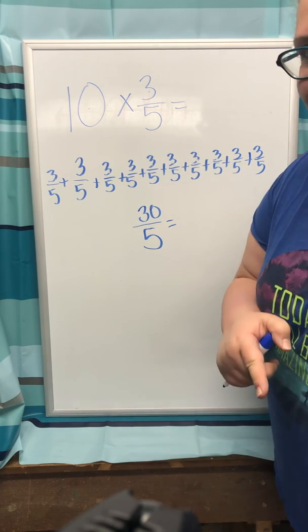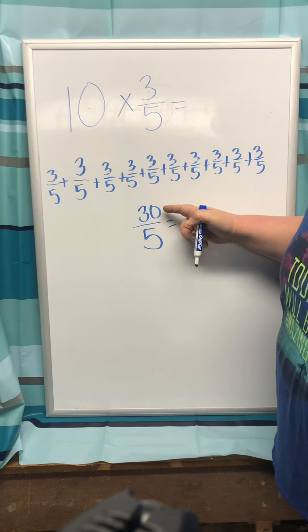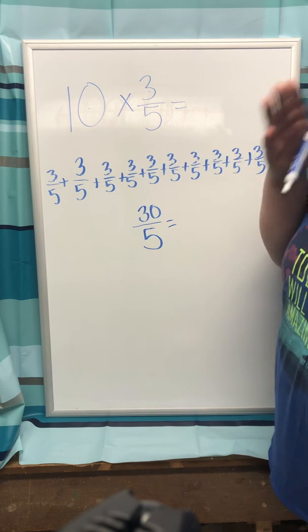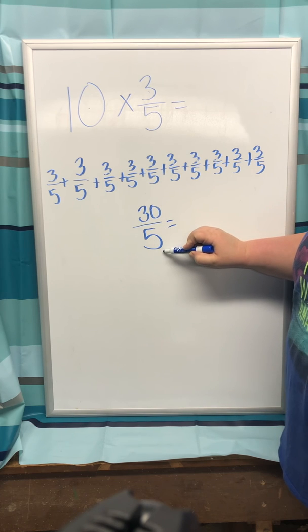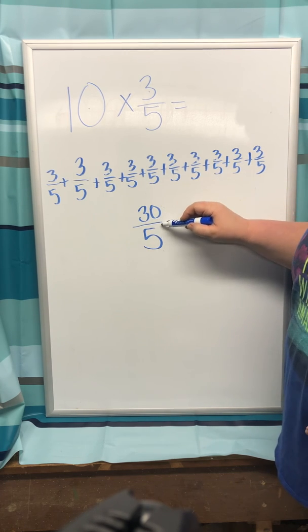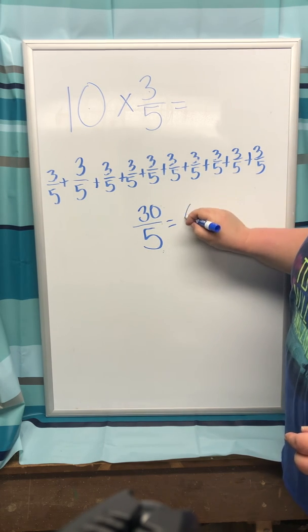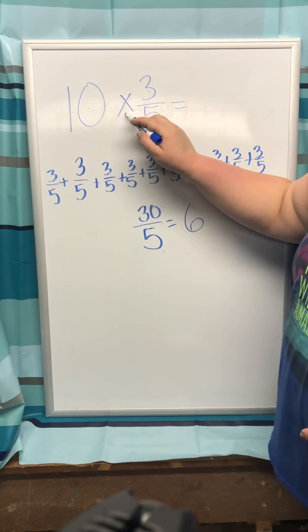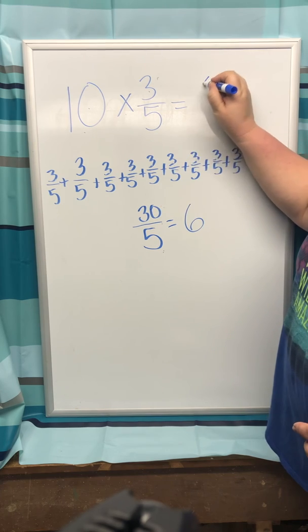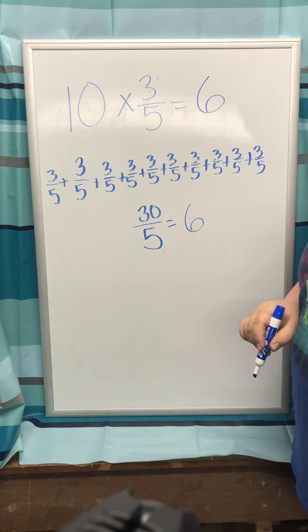You are correct if you said improper. So remember, my improper fraction is basically just a division problem. 30 divided by 5 is 6, which means 10 times 3/5 equals 6.